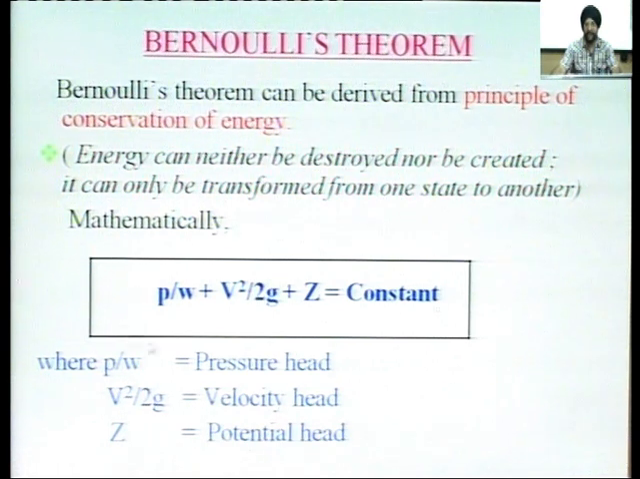So this is the mathematical expression for Bernoulli's theorem, that the sum of all the heads, the pressure head first, the kinetic head or the velocity head second, and the potential head third, their addition will be constant. Or I should say the energy remains constant throughout in one section, or it may be in another section in a stream.